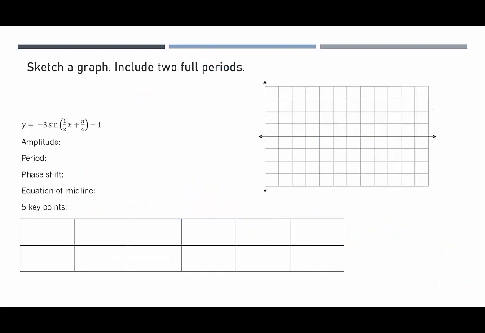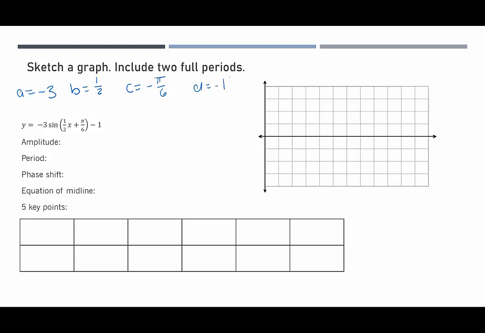Let's do one more example. It's a sine graph, so at least there's no trick at the beginning like there is with cosine. Let's see what we have here. I'm going to determine A, B, C, and D. It looks like we have all of them this time. A is -3. B is 1/2. C is -π/6. And D is -1.